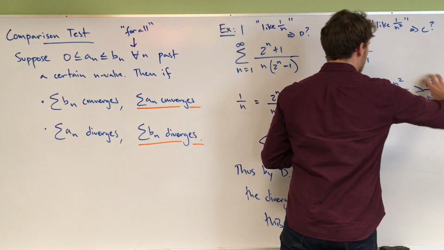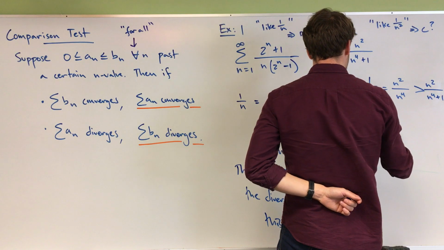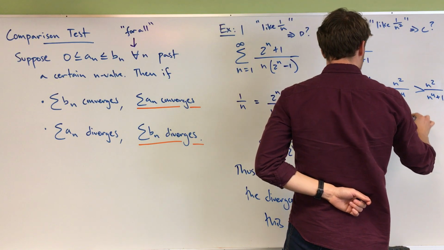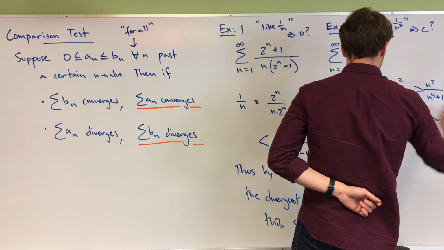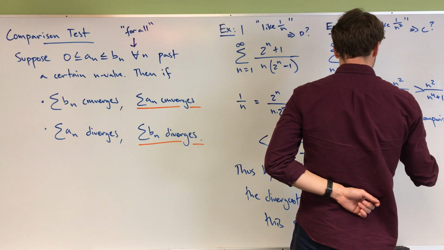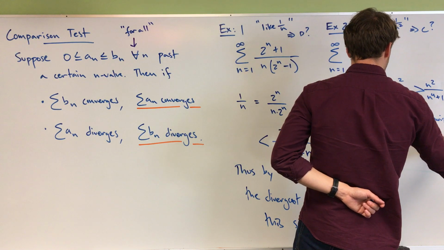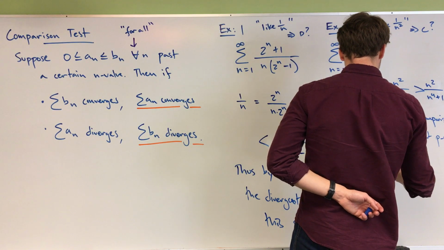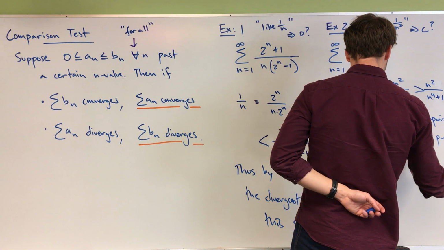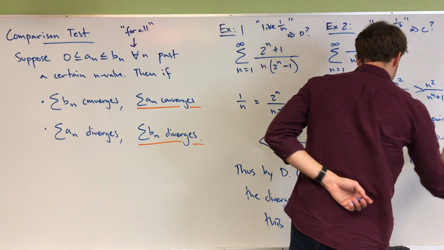All I need is for this to be smaller than something that I know converges. And I can say, thus, by direct comparison with the convergent p-series, this series converges.